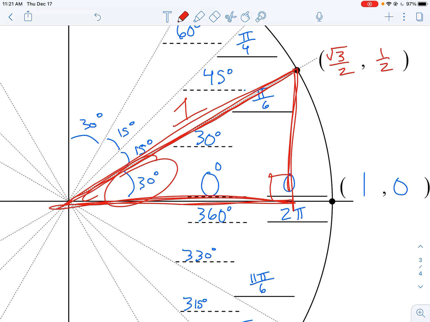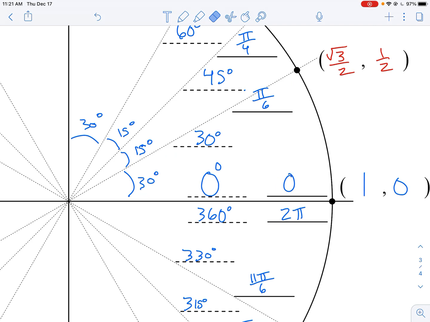Ta-da! We filled in one of the points. That was a lot of work for one point, but we did it. Hooray us. And now that we have done that work, we can actually use that knowledge later in our unit circle, and we'll talk about that in a moment.